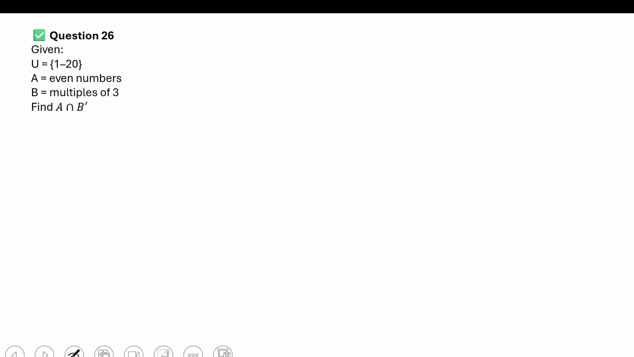So question 26 says, given universal set as 1 to 20, even numbers is A, and odd multiples of 3 is B. Find A intersect B prime. Okay, again, you're going to list out the elements of the sets.